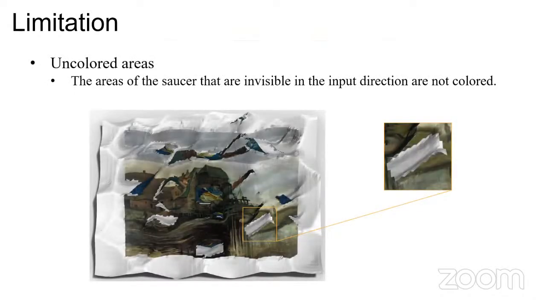Third, in this work, we choose not to color the areas of the source surface that are invisible in the input resume direction. In general, reviewers tend to prefer a source surface with an overall continuous and smooth texture, which makes it look more pleasant when viewed from other directions. In the future work, it is worth considering the smoothness of color transition over the source surface.